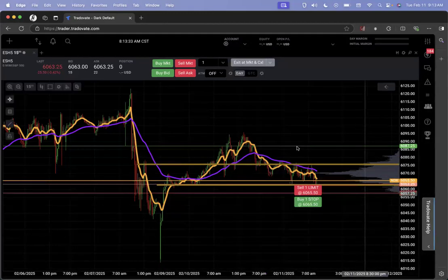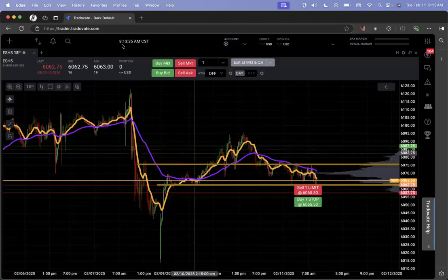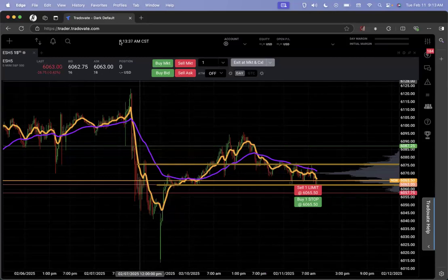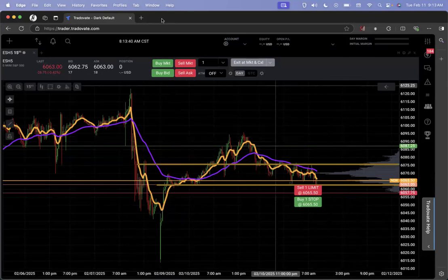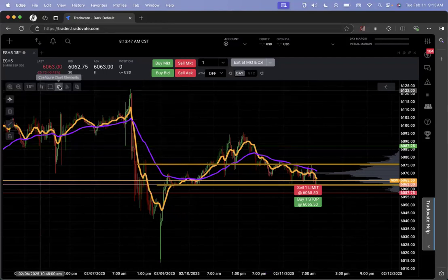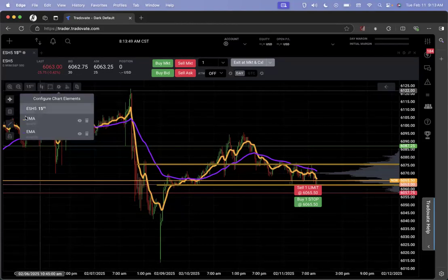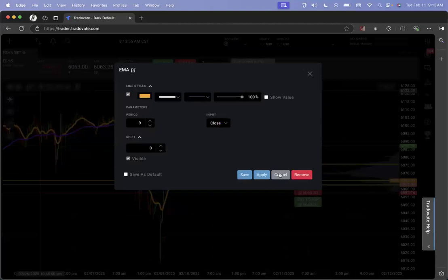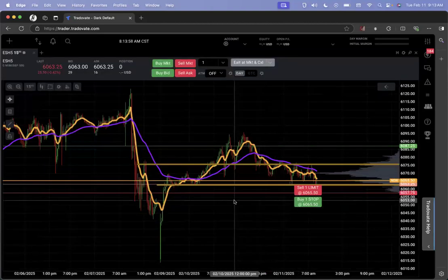Does anybody have any questions? What EMAs do you have on there right now? This is 9 and 50. I always have 9 and 50. You don't use the 21 at all? No, I don't use a 21, not the way I trade now. But the 21 is essentially the median between the 9 and the 50, in my opinion.